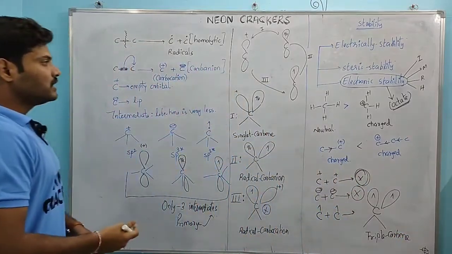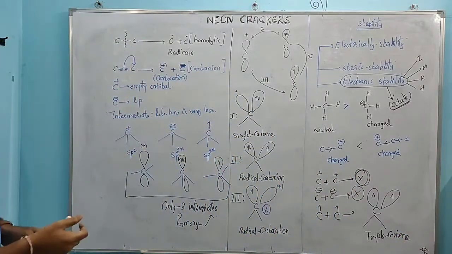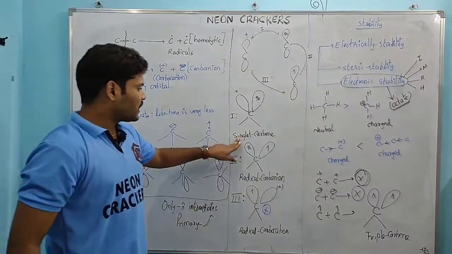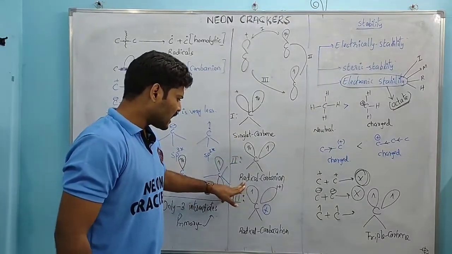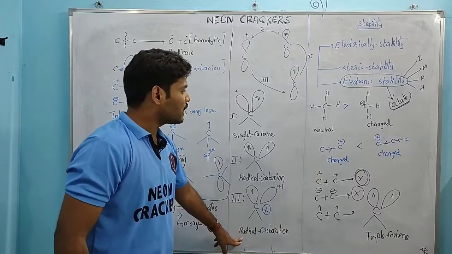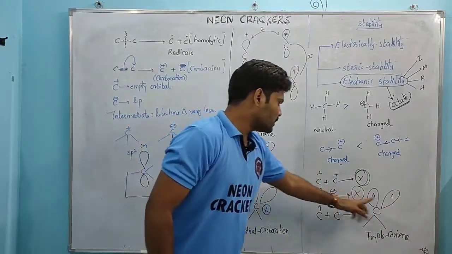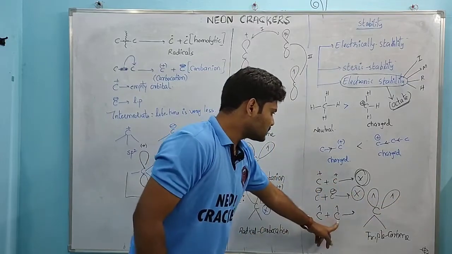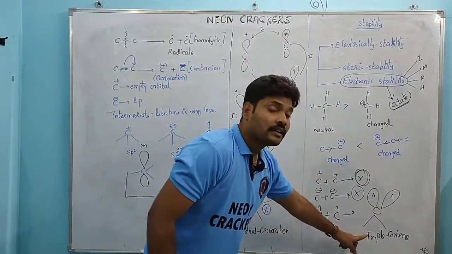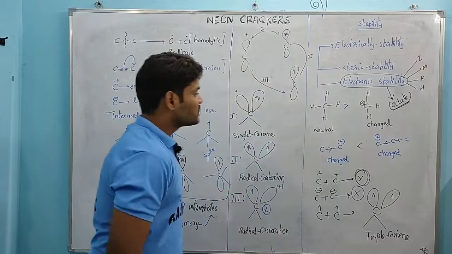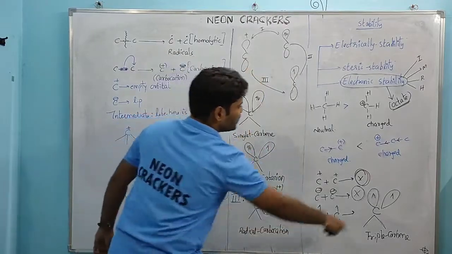Triplet carbene. So these are the combinations of intermediates: singlet carbene, radical carbonium, radical carbocation. Next, these two combinations do not exist. This one exists. That is giving what here? Triplet carbene. So these are all the combinations.